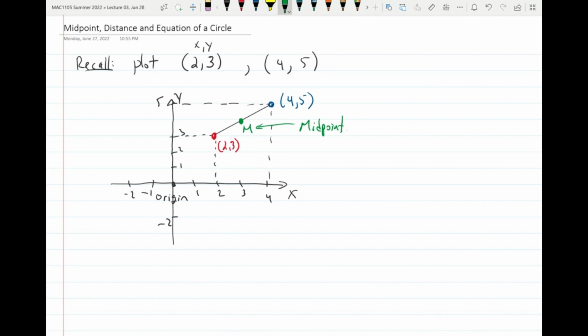It's going to have coordinates x, y. We want to be able to figure this out. We want to find the x and the y of this point, which is the midpoint of the line segment when you're given 2 points. So that's the first question that we want to answer.